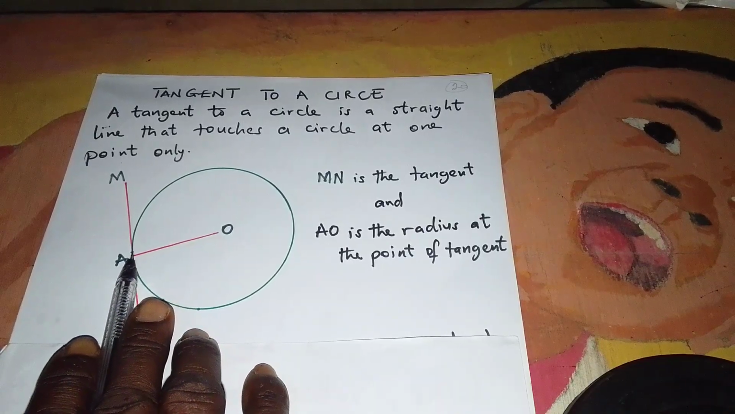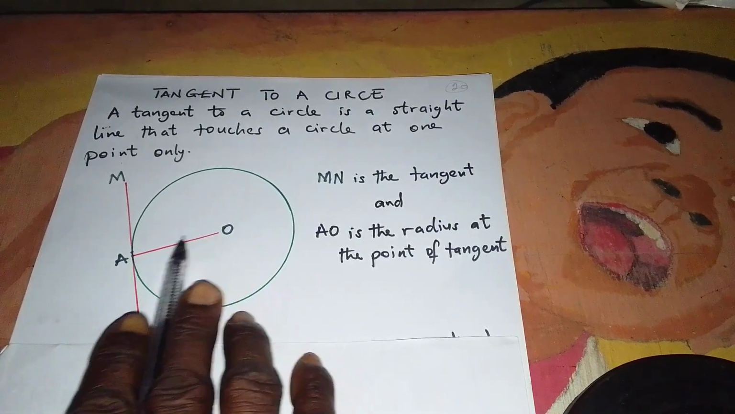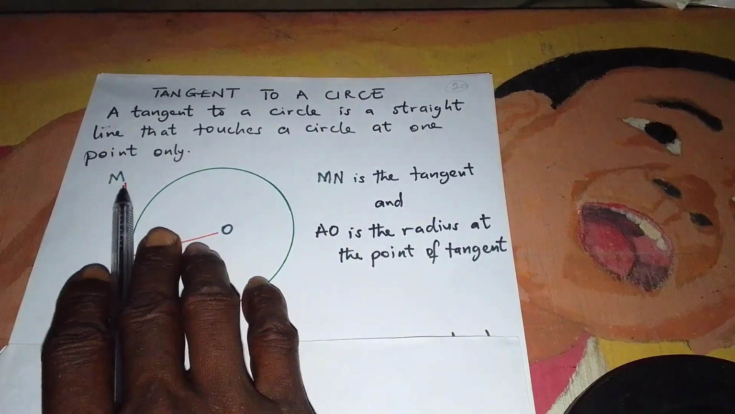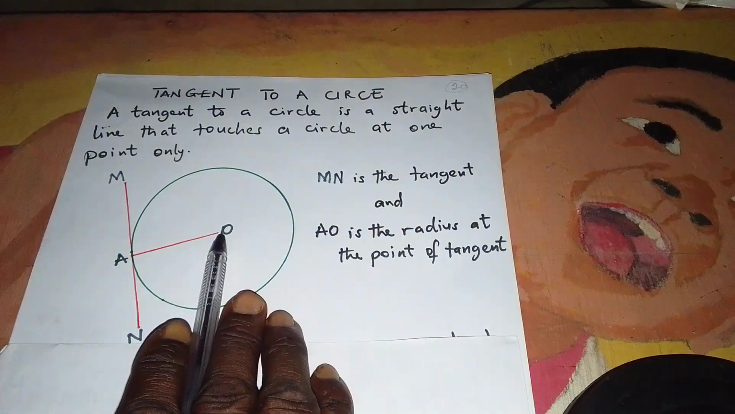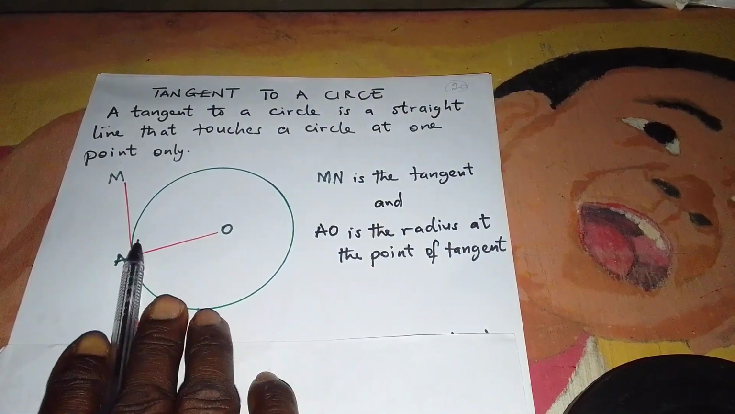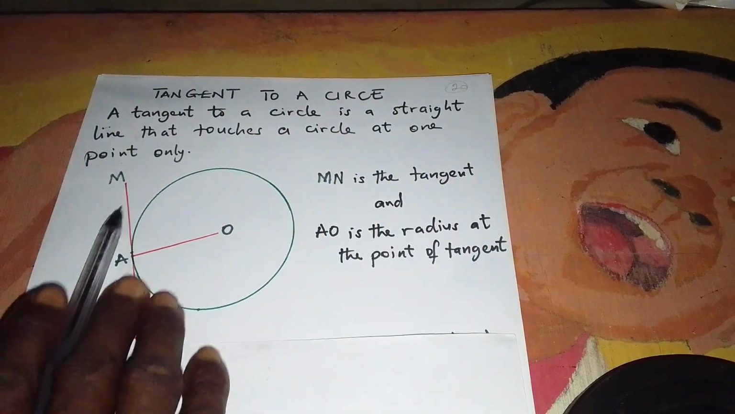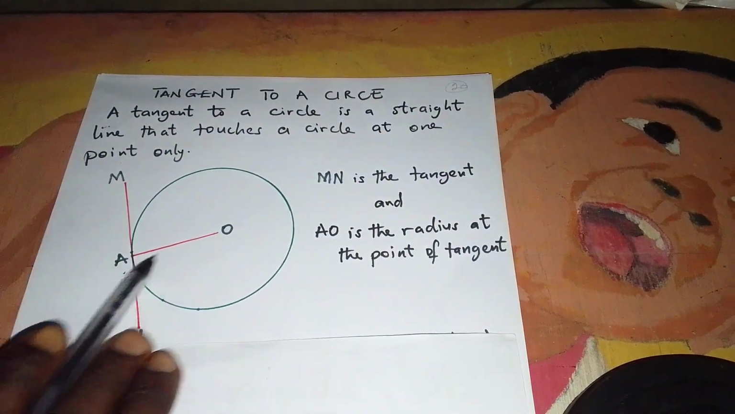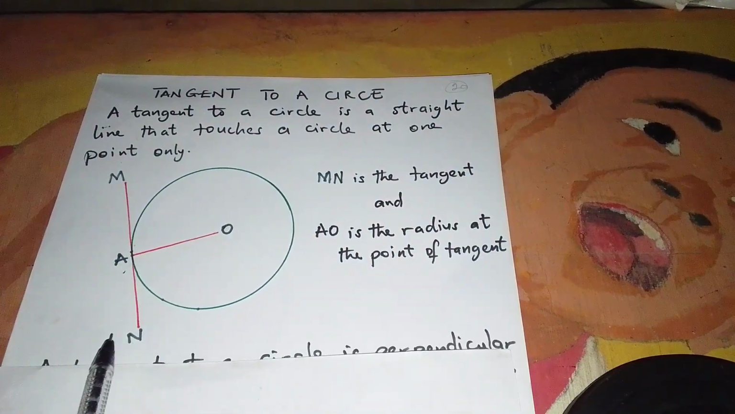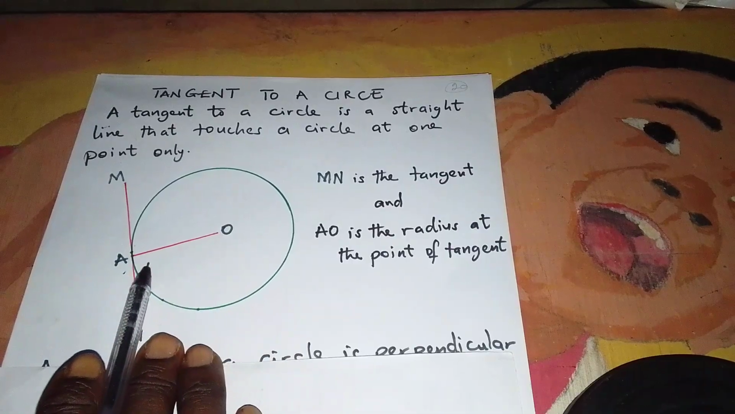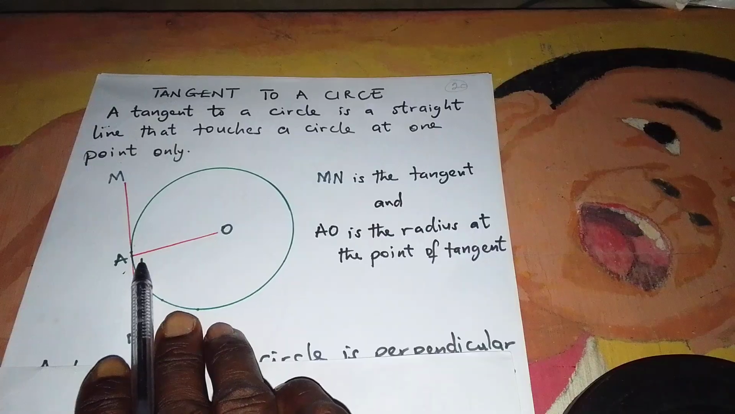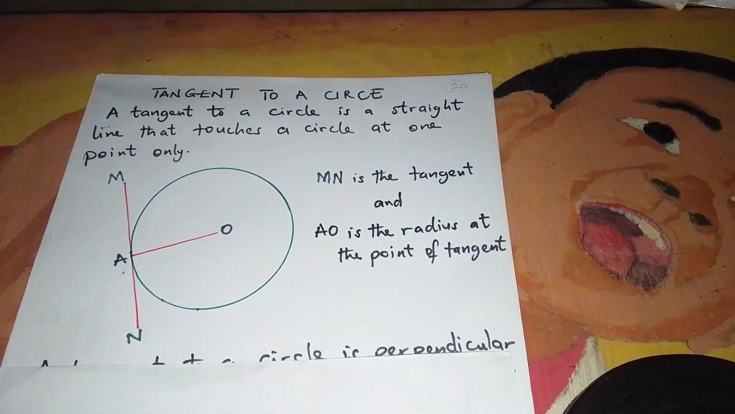So if you now draw a line from that point to the center, you realize you have the radius. And usually when you have a tangent to a circle and the radius, it makes a right angle with the radius of the circle. So angle MAO gives you a right angle. Likewise, angle NAO will give you a right angle. So the angle a tangent makes with the radius of a circle is always a right angle.